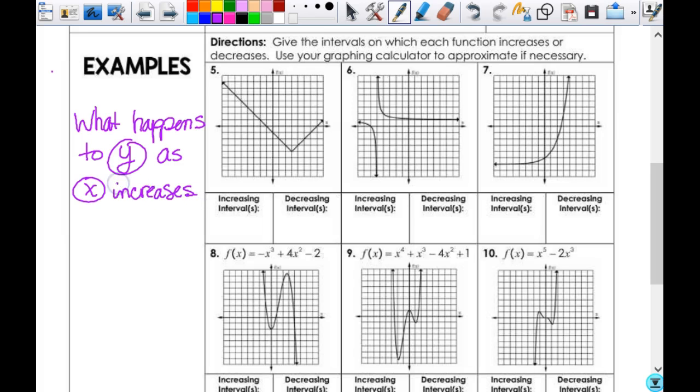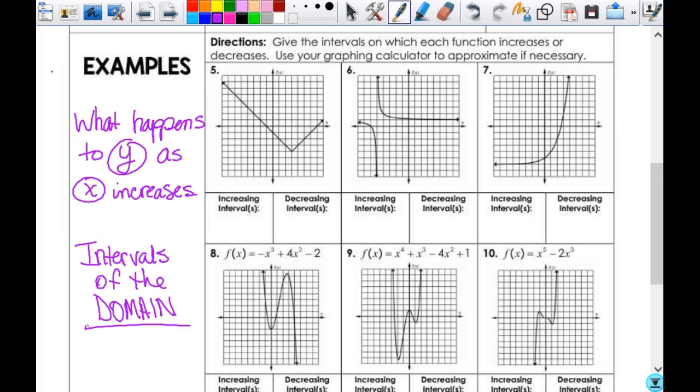Okay? So x is always going from left to right. X is always increasing. Is y increasing or decreasing? Because the function value is the y. Then when you go to write your answer, what you are writing are intervals of the domain. So although we are looking at what is happening to y, you are writing intervals of x. And that's where sometimes your thought process starts to get backwards and mixed up.